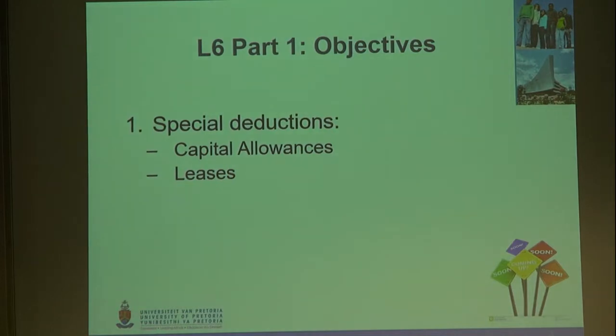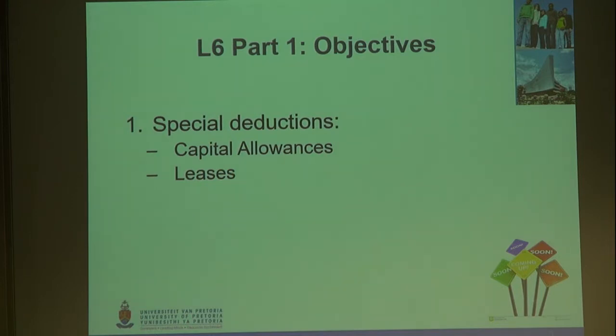I've mentioned to you we're going to do capital allowances and leases today, and the reason we do these two topics together is because they are capital in nature. Which, if we think about our general deduction formula, causes an issue for us, because the general deduction formula says you cannot get a deduction if something is capital in nature.